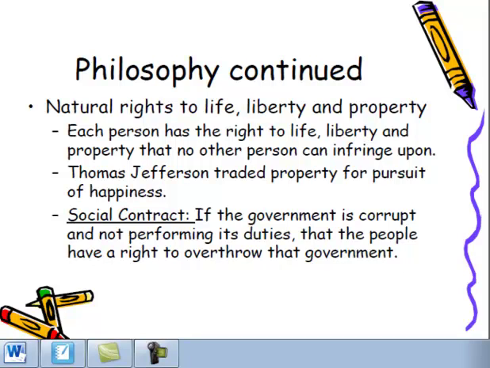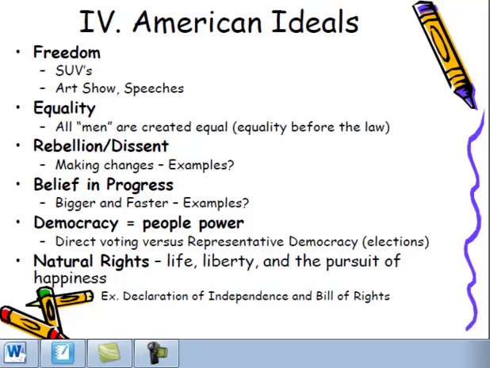Social contract is basically saying that we as people enter into a social contract with the government, okay, with the ruling party, saying that if you do what you're supposed to do and we do what we're supposed to do, everything's fine. We're agreeing to that contract. But if the government starts to say, hey, we're going to do this and this, and we're living in a democracy, we the people have every right to overthrow that government. Okay, that's our social contract. And we will see that in the American Revolution.